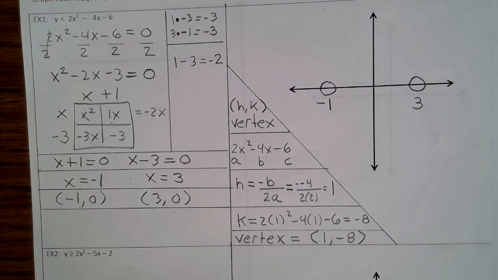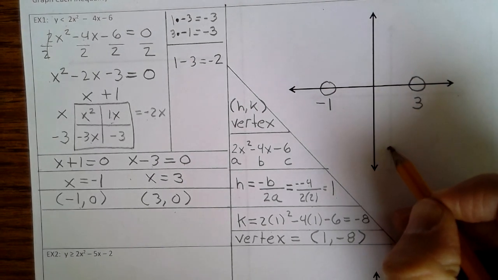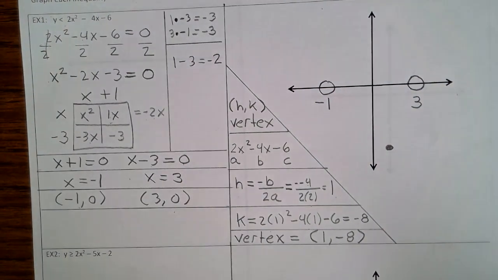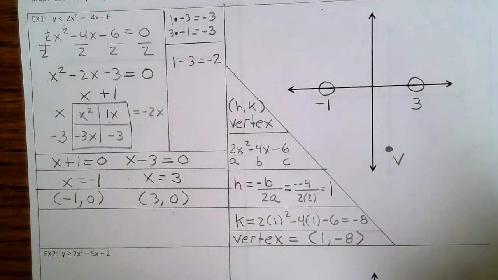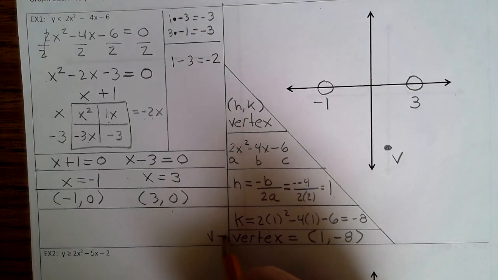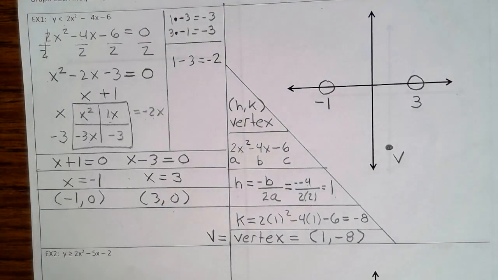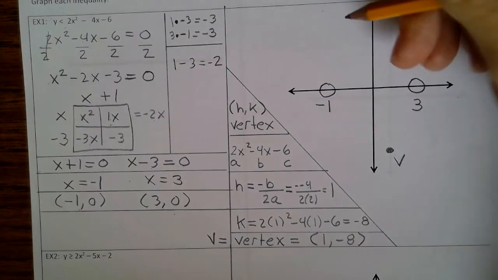Now, the vertex is important because it's going to tell us if the parabola opens upwards or downwards. In this case, our vertex is 1, negative 8. So about right here. And we're just going to label that as V for vertex. Okay. Now, there's no line underneath, so it's a dashed line.